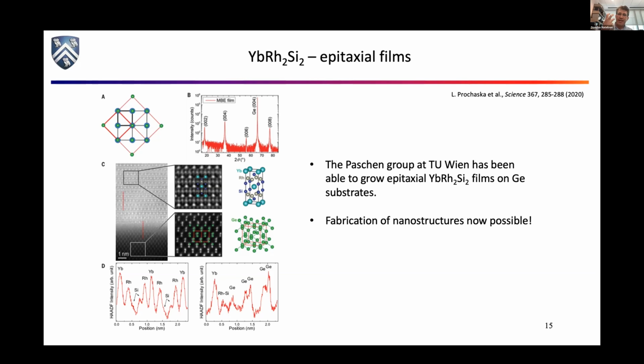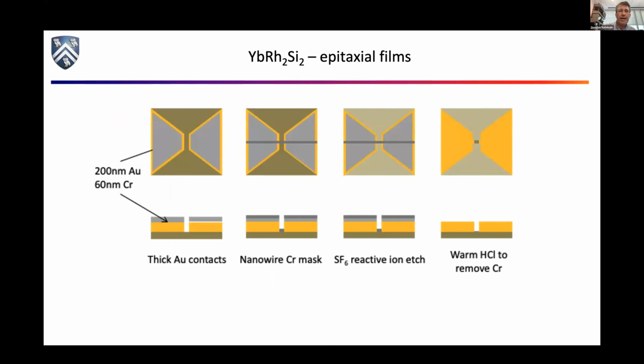Trying to carve something out of a bulk piece of crystal is very hard to do without damaging it to the point where its properties are very different. So again, my student Liang spent a long time figuring out how to do this in a nice way. This is a typical process flow. You put down some big thick gold contacts that are going to be your source and drain.